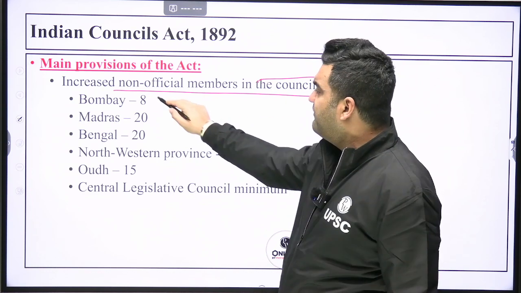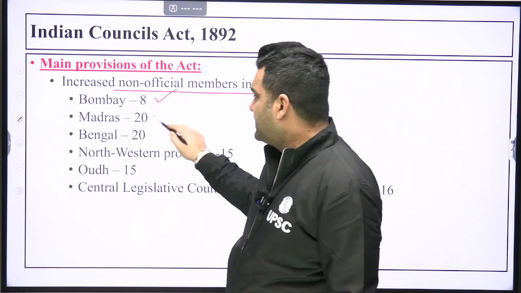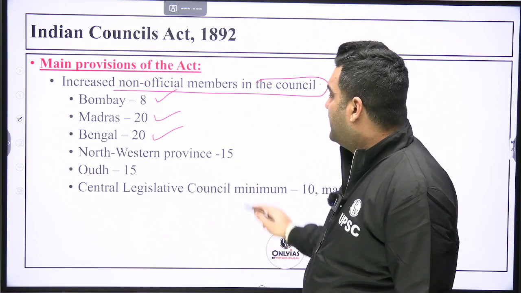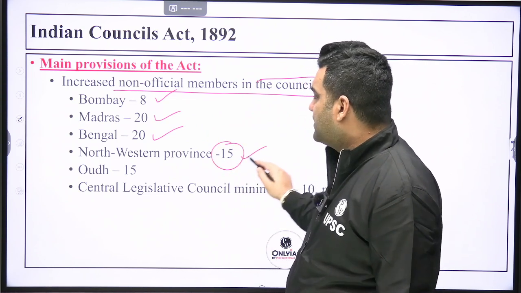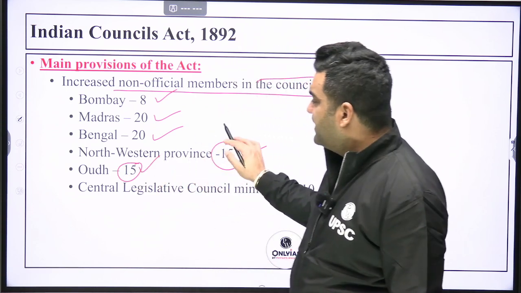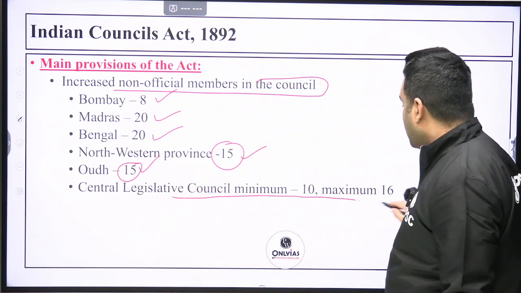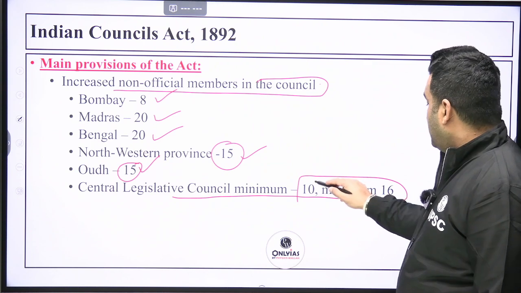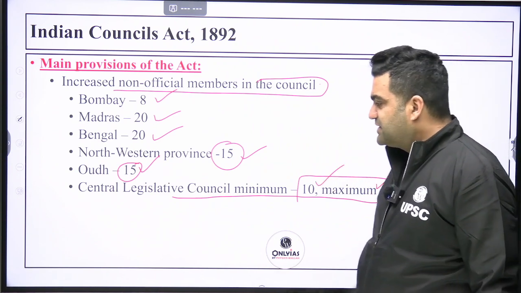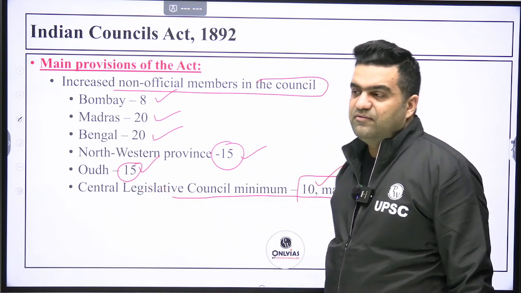Now, the main provisions of the Act: an increase in the non-official members in the council. Bombay would now have 8 members, Madras 20, Bengal 20, Northwest Frontier Province 15, and Awadh 15. The Central Legislative Council would have a minimum of 10 and a maximum of 16 members.